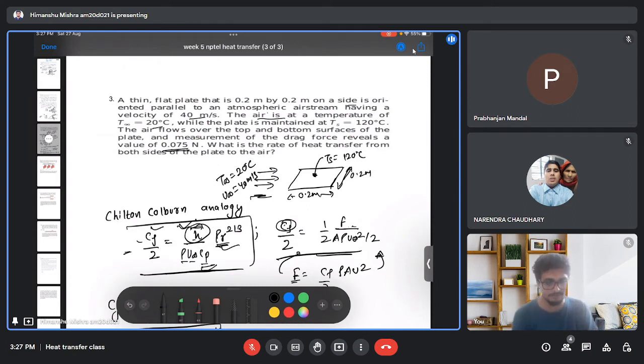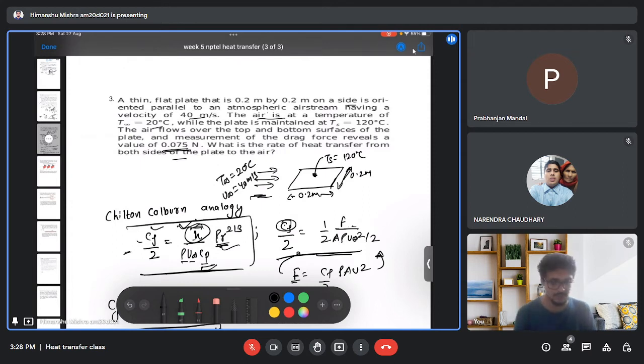For this, we have been given the magnitude of the drag force. That is, when there is a flow over the flat surface, it will create some drag, and that drag force we have been given as 0.075 Newton.